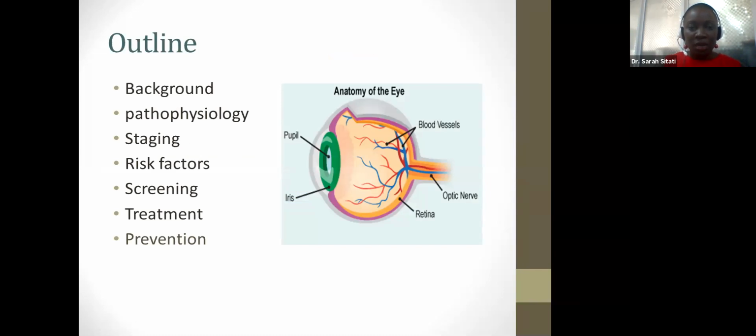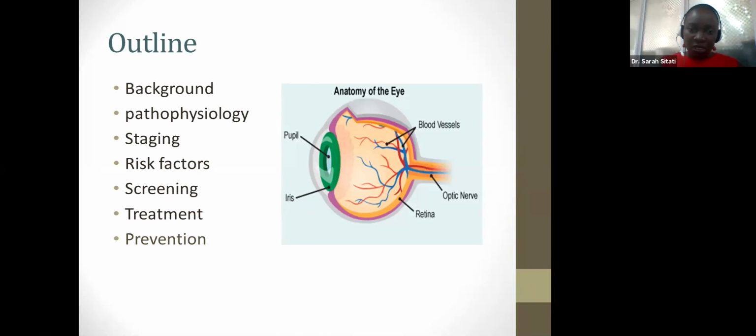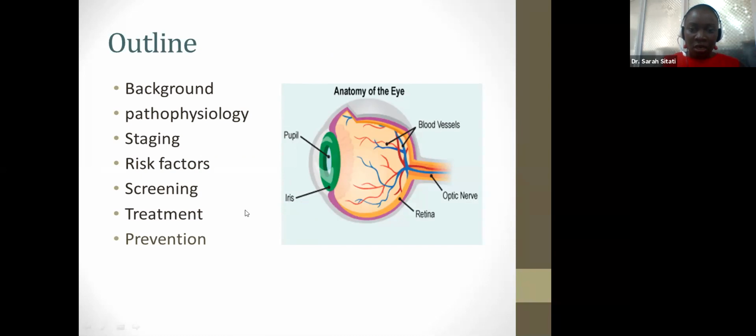This is the outline that the presentation will take. We'll do a brief background of ROP, how it occurs, how we stage ROP, what are the risk factors, how do we look for it, or how do we screen for ROP, how do we treat it, and then finally the prevention. What you'll notice is that for the treatment, Dr. Oscar Onyango will go into more details, but we'll just go briefly over it.